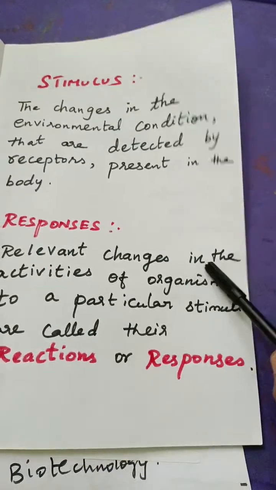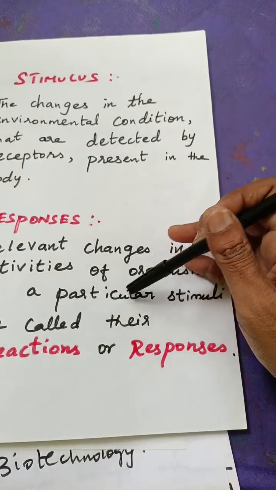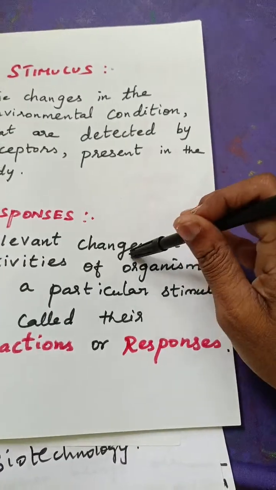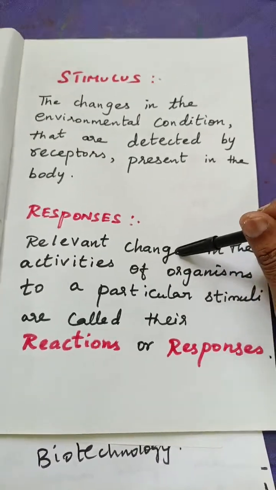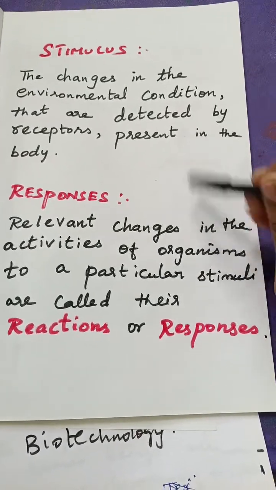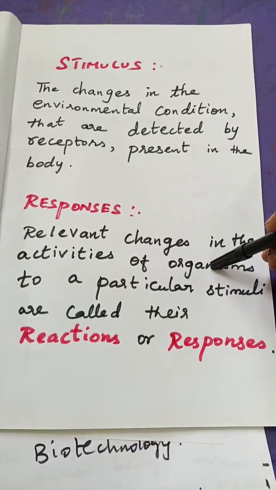It is the relevant changes to the stimulus. That is, the organism is shown a particular stimulus, and according to the stimulus, the organism shows some changes. That is known as the response. Am I clear? So these two definitions are very essential for you to understand before going into the nervous system.